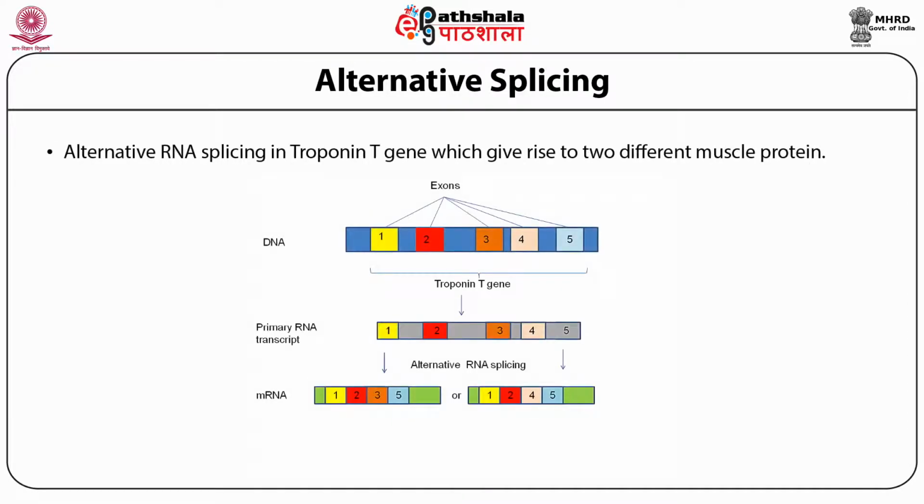Alternative RNA splicing in troponin T gene, which gives rise to 2 different muscle proteins. It is also observed in troponin T gene, which codes for 2 different muscle proteins.